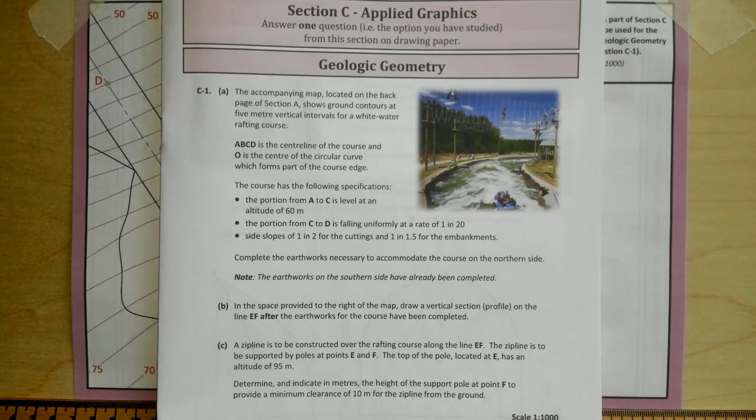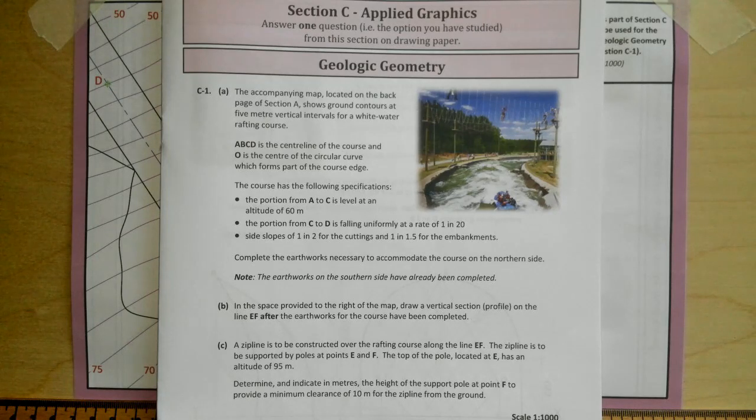This question is from the 2024 higher level DCG Leaving Cert paper, and it's question C1 on geologic geometry. The accompanying map located on the back page of section A shows ground contours at 5 metre vertical intervals for a white water rafting course. Okay, so we're dealing with 5 metre vertical intervals, that's important.